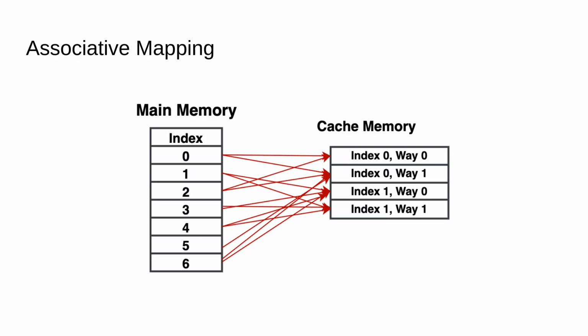Next, associative mapping. It is more flexible. Any memory block can be stored in any available line in the cache. It's like a free-for-all parking lot. This avoids collisions and maximizes the use of cache. But the CPU has to search the entire cache to find the data, which can be slower.